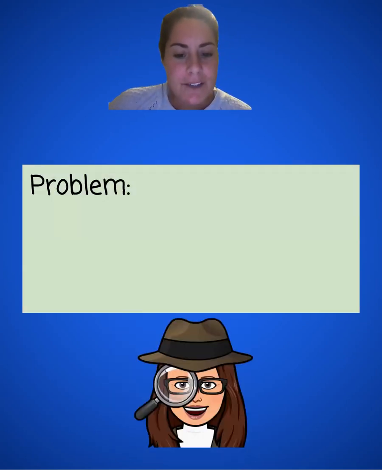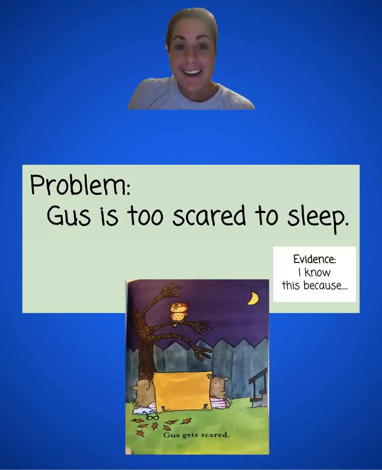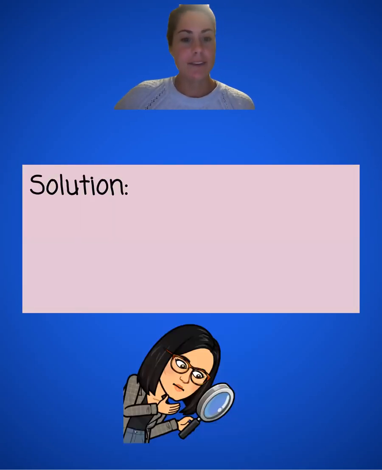All right, Miss Gilardi's here to help us figure out what was the problem in the story. What was the problem? What do you think? Yeah, Gus got scared. The title of the story was Gus Got Scared. Gus is just too scared to sleep, right? He wanted to be outside in his tent, but he can't sleep in his tent. He's too afraid. I know this because he never fell asleep. His dad fell asleep, but he did not. His eyes were bugging out of his head, right? He's like, I'm scared. I can't do this. Let's see a solution.